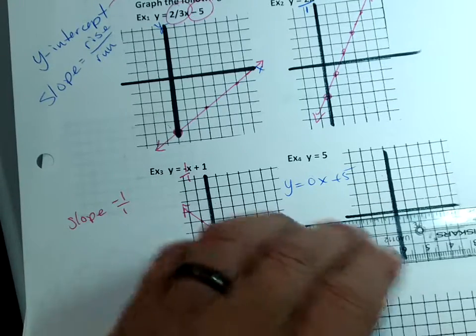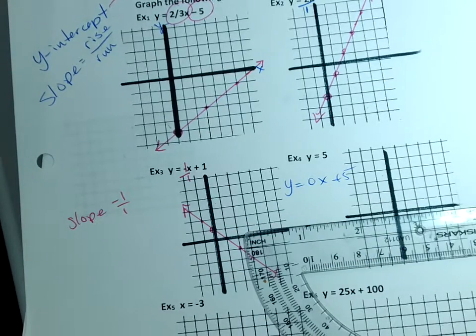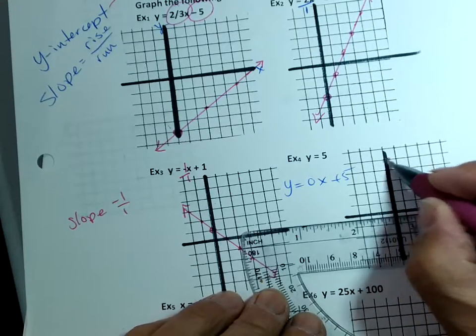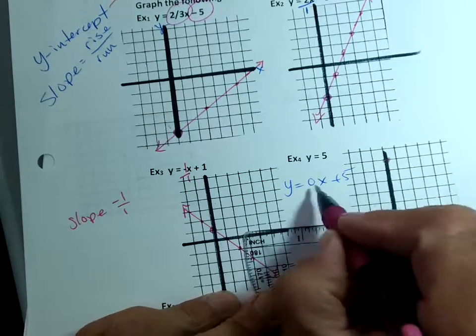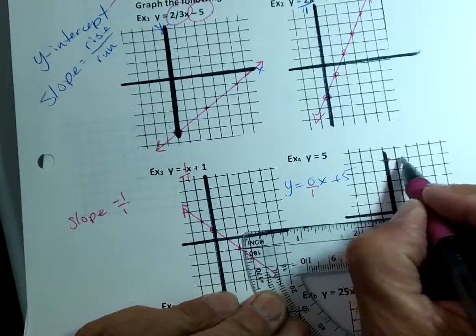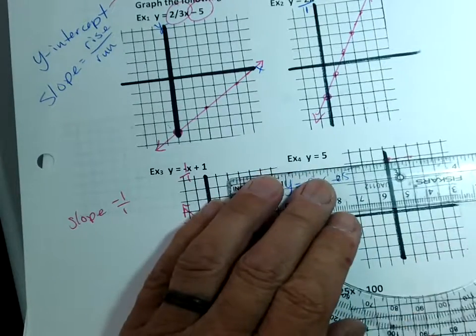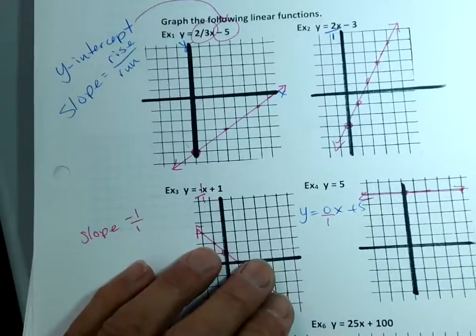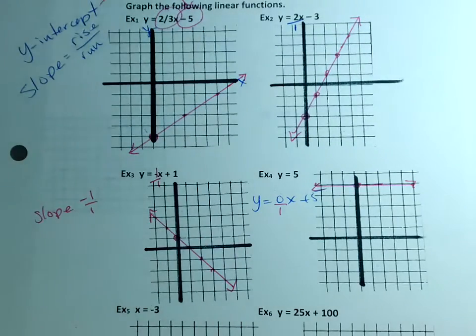Isaac, I'm going to show you another way to always remember this one, okay? Start at 5. 1, 2, 3, 4, 5. And I'm going to go up 0, because it's 0 over 1, right? Up 0 over 1, up 0 over 1. So it's a horizontal line, okay? Here is another way to remember this one, okay? Ready?